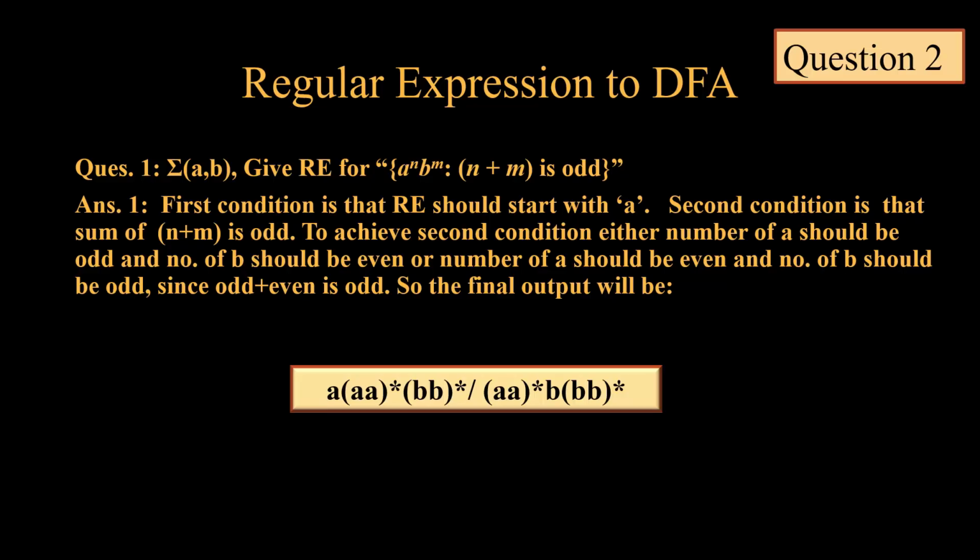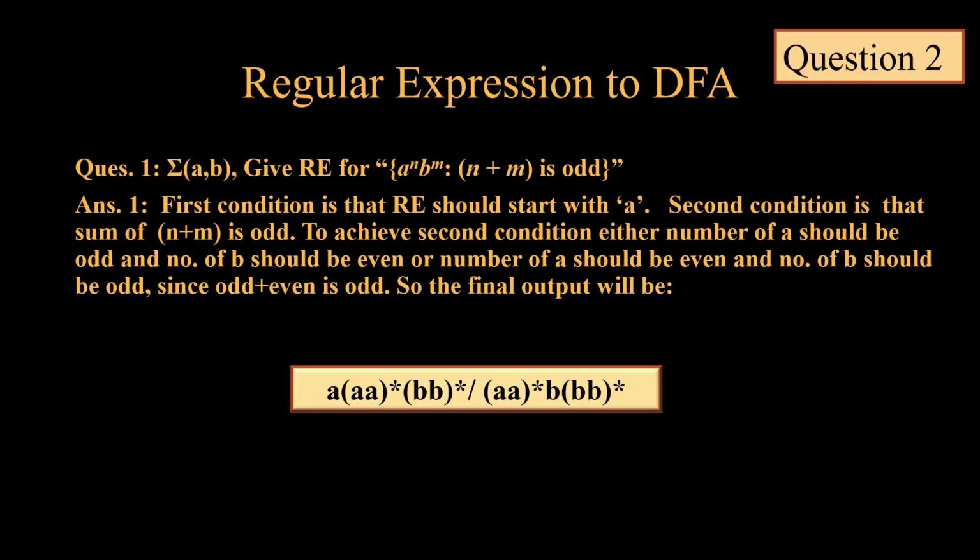The next question says that we have to give the DFA for a^n b^m such that n plus m is odd. In the previous question it was even. Again, the first condition is that the expression should start with a. The second condition is that the sum of n plus m should be odd. To achieve this, either the number of a should be odd and the number of b even, or vice versa, because the sum of odd and even is odd. So the final expression will be a(aa)* (bb)*, or (aa)* b(bb)*.